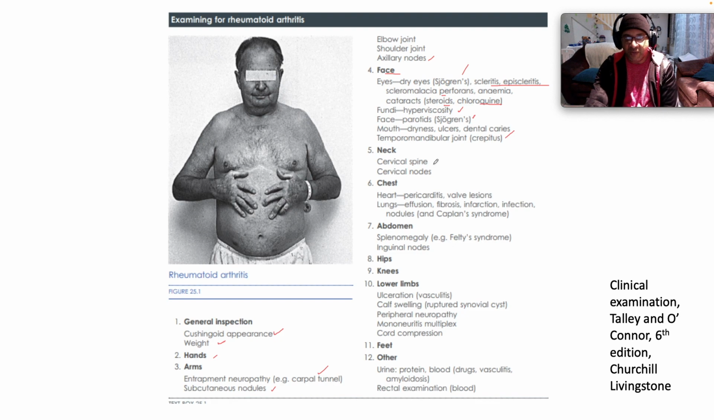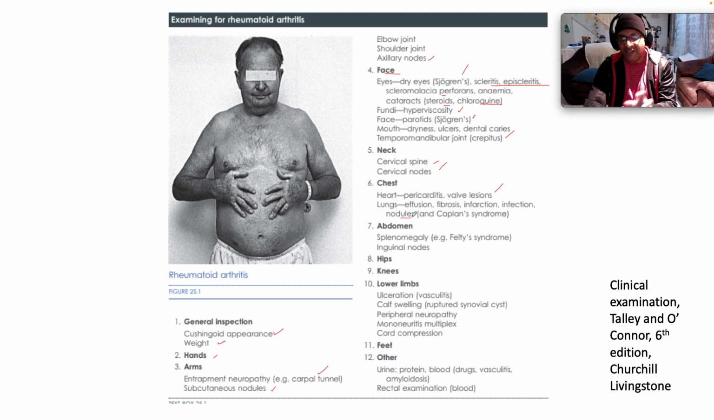In the neck, remember, you want to examine the C-spine and cervical nodes. In the chest, remember, you could have sinusitis. So in the heart, watch out for pericarditis and valve lesions, manifesting with pericardial friction rub and murmurs, respectively. In the lung, you may have effusions, fibrosis, infarction, infection, and nodules.